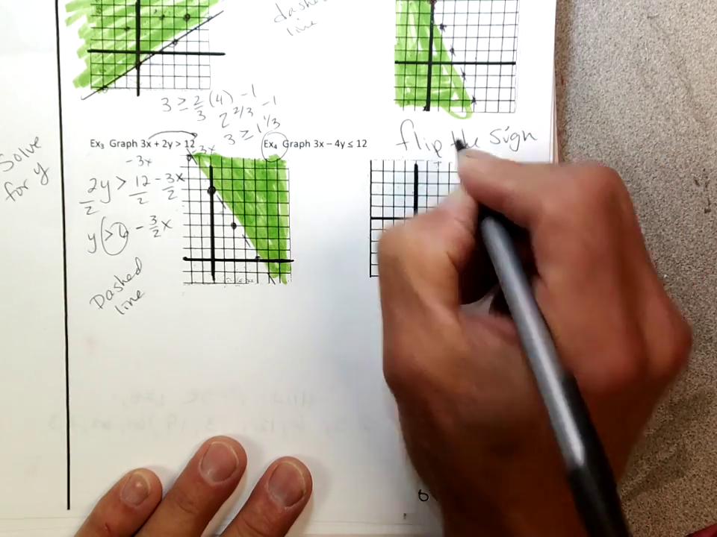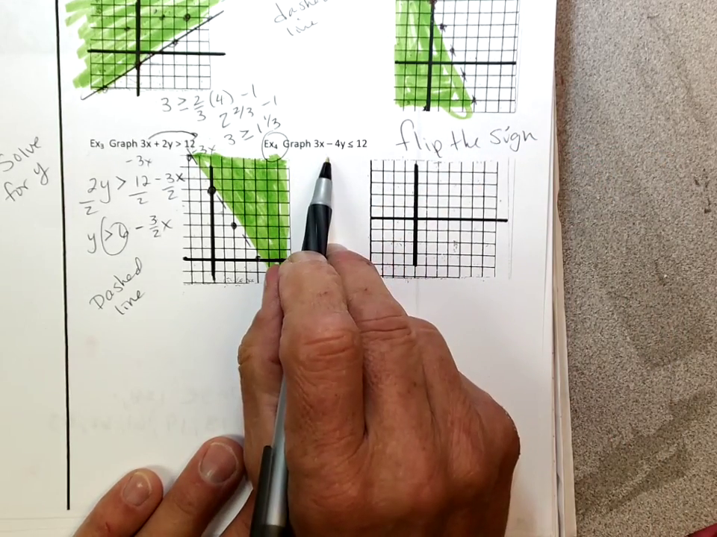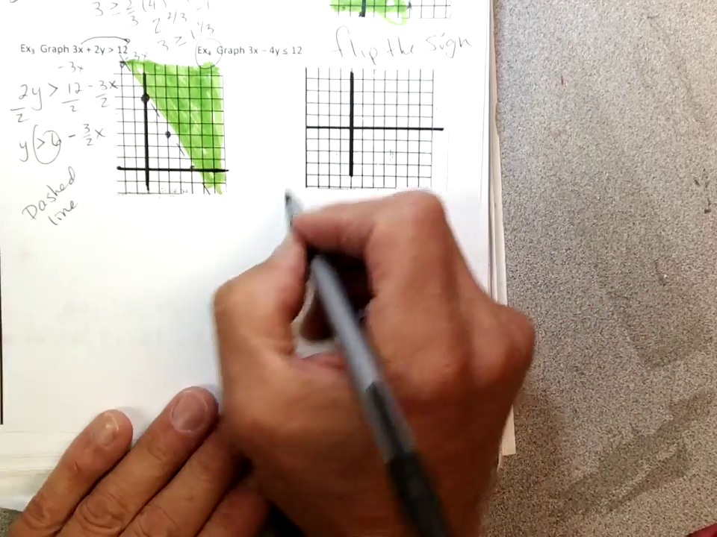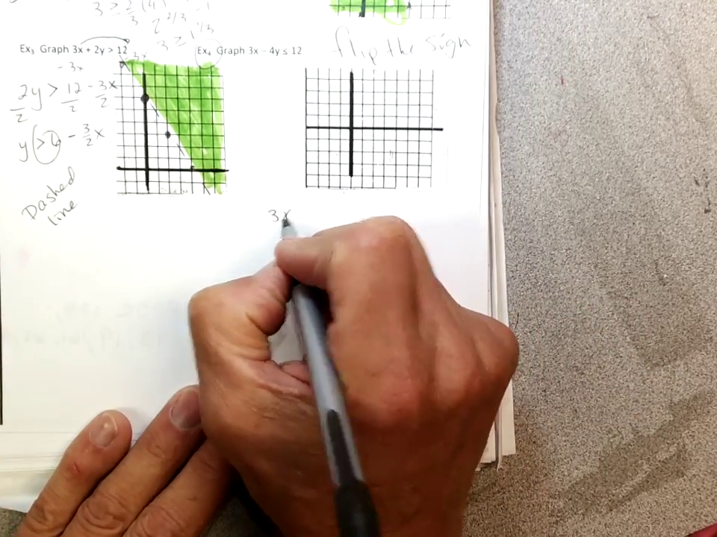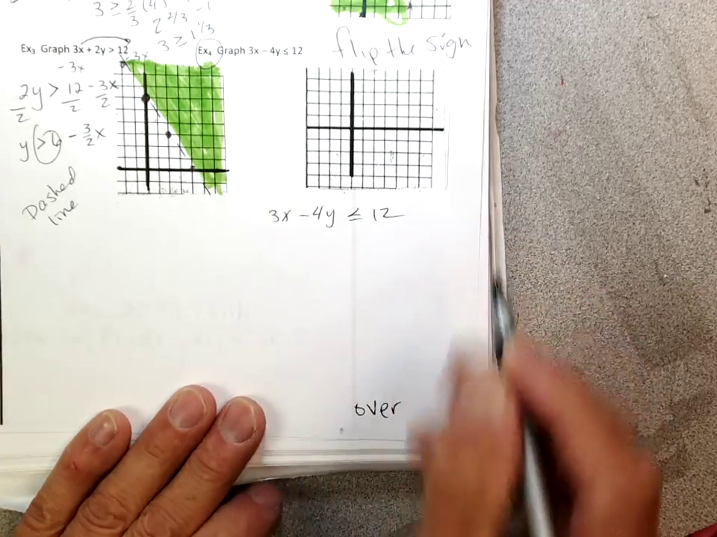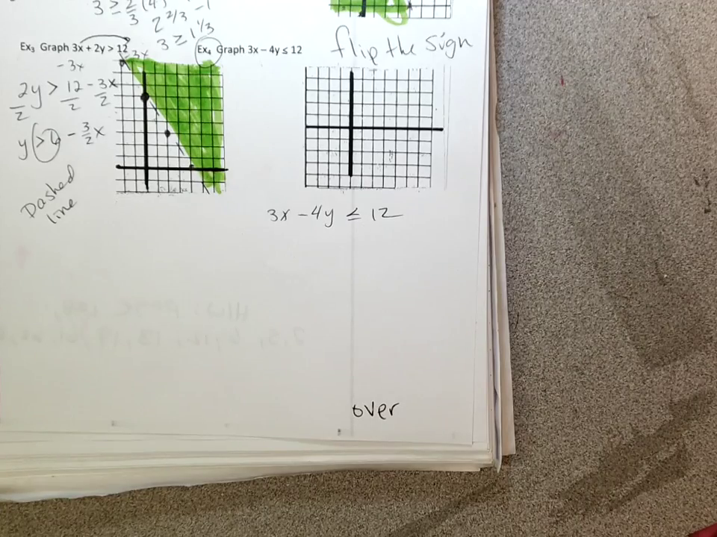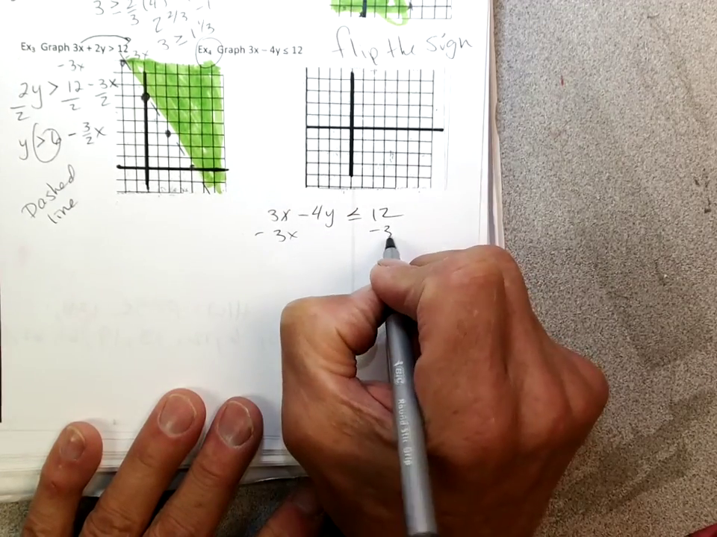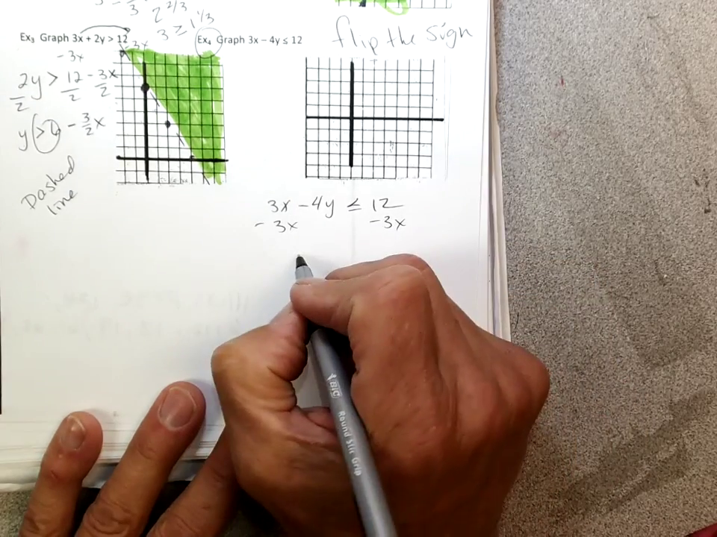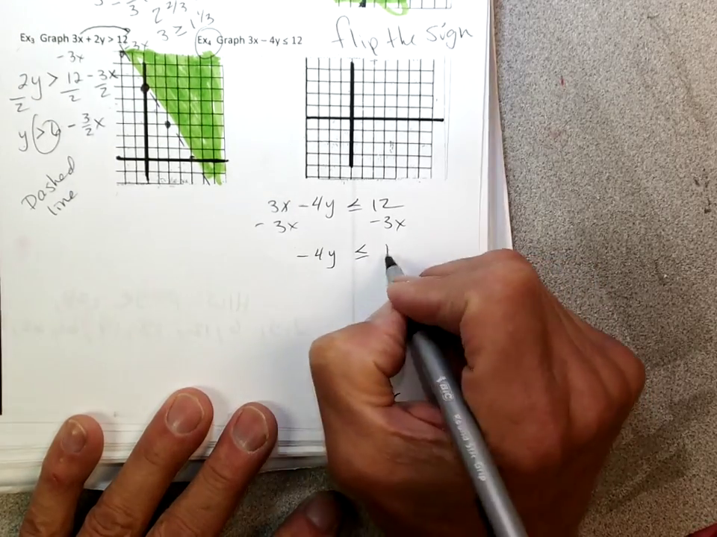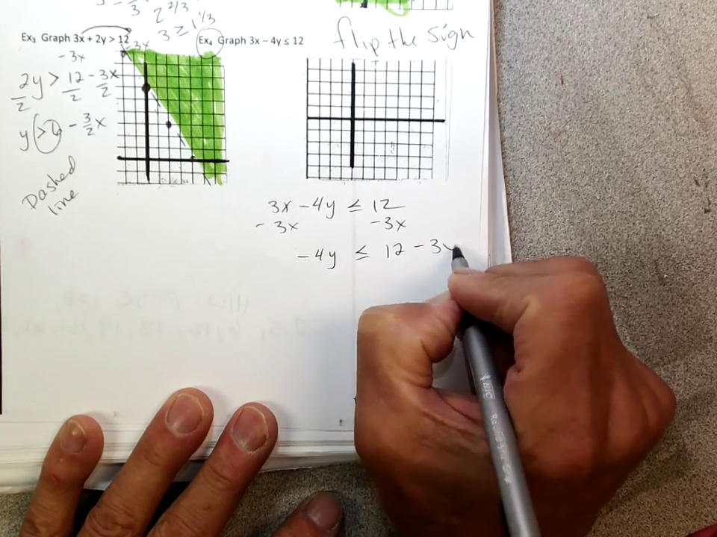So I'm going to flip the sign, but not until I divide by negative 4. In the process of solving this, let me put it back down here so I have room for it. I'll put 3x minus 4y is less than or equal to 12. So let's solve it like we always do. Let's go minus 3x, because I want to get y by itself. I'll have a negative 4y is less than or equal to 12 minus 3x, right?